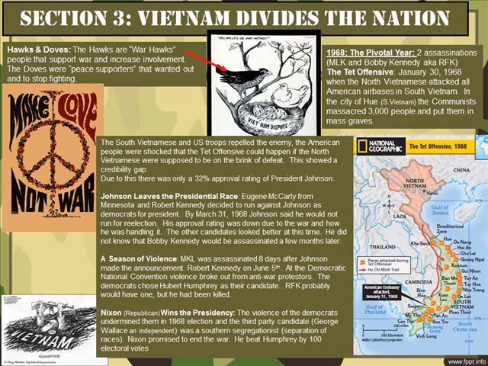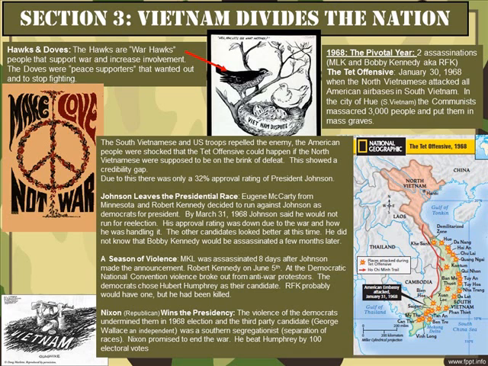The season of violence. So MLK was assassinated 8 days after Johnson made the announcement, and Robert Kennedy was assassinated June 5th in Los Angeles at the Democratic National Convention. Violence broke out as well with anti-war protesters. The Democrats chose a man named Hubert Humphrey as their candidate. RFK probably would have won, but he had been killed.